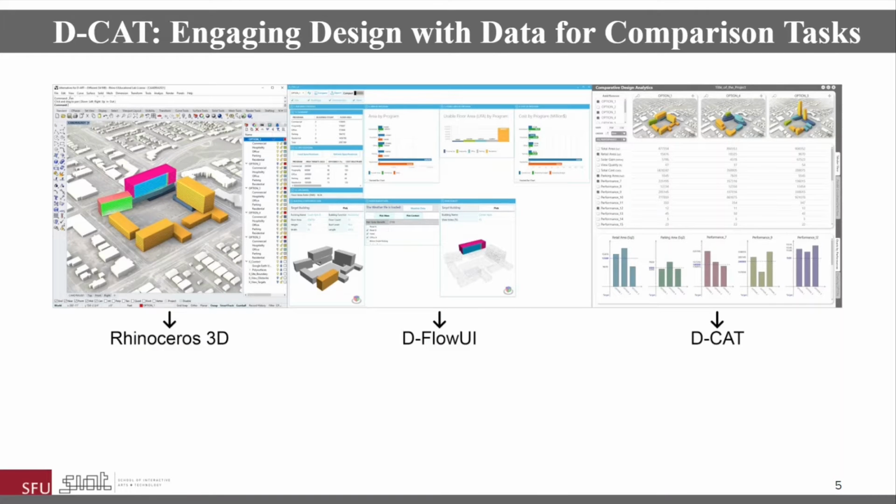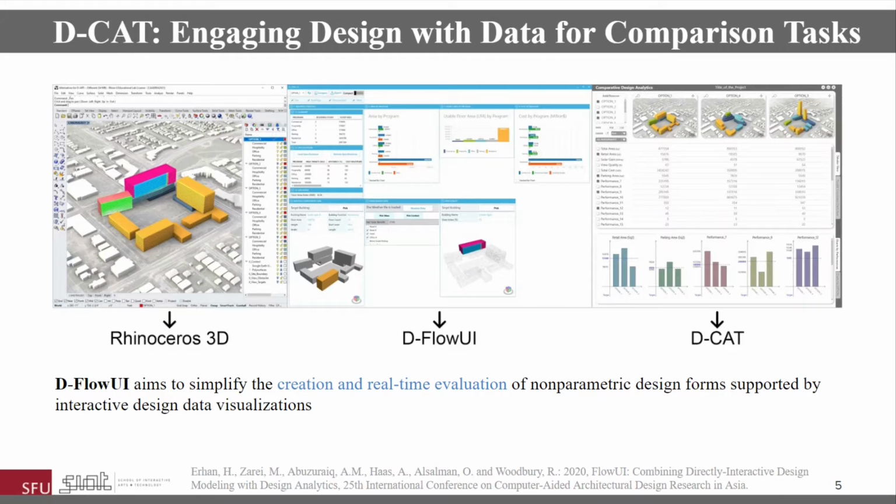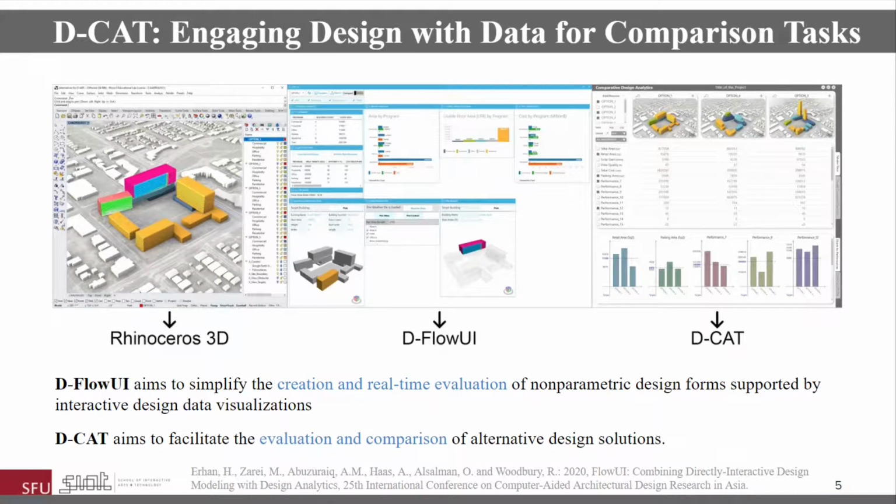Based on this design analytics approach, we are experimenting with design and development of interactive systems called DFlow UI and its extension DCAT, which are integrated with existing CAD applications like Rhino 3D. DFlow UI, which we presented previously, aims to simplify the creation and real-time evaluation of non-parametric design forms supported by interactive design data visualizations. Design Comparative Analytics Tool or DCAT as an extension of DFlow UI is a system solution to facilitate the evaluation and comparison of non-parametric alternative design solutions.